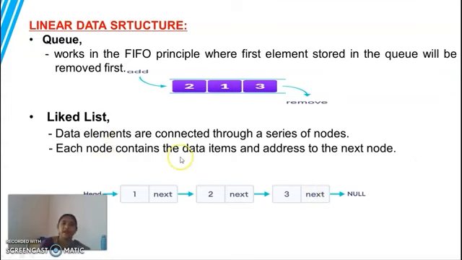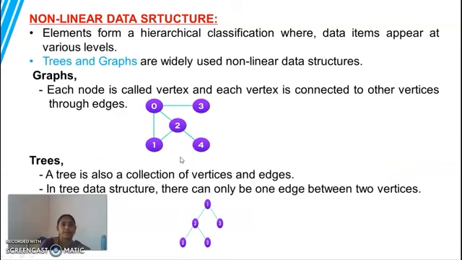This is the linear data structure and the nonlinear data structure. In a nonlinear data structure, instead of arranging all the data elements in a sequential manner, it forms a hierarchical classification, where the data items appear at various levels. Tree and graph are the examples of this nonlinear data structure.